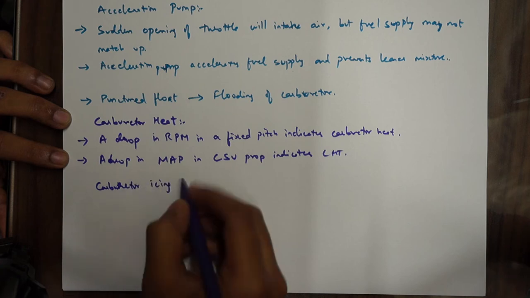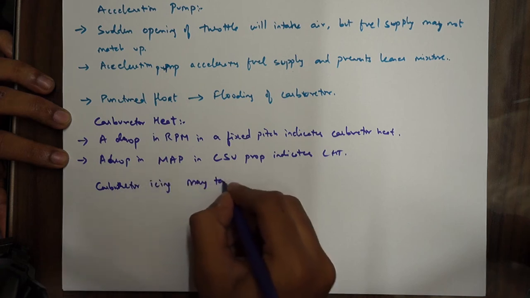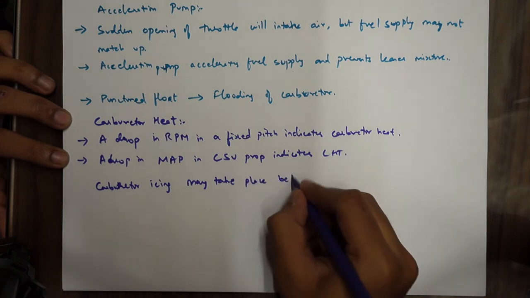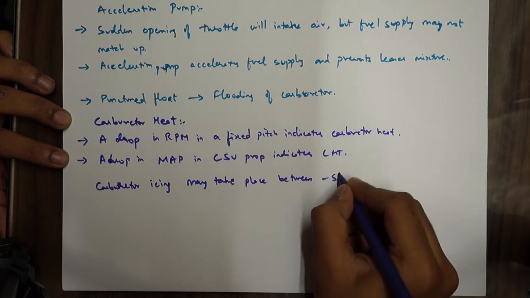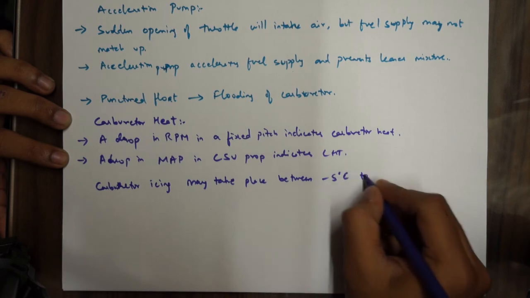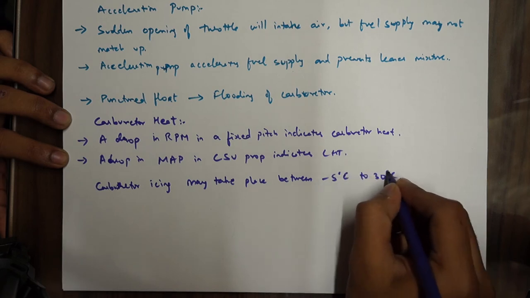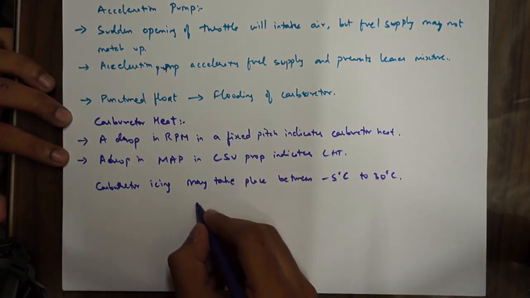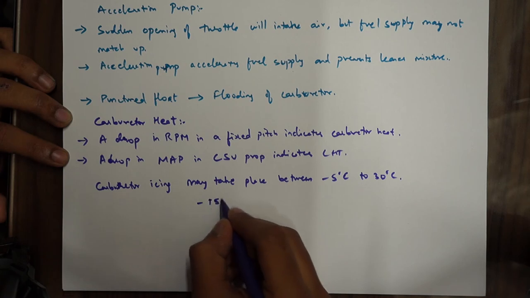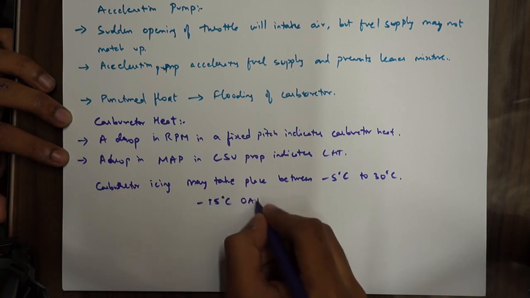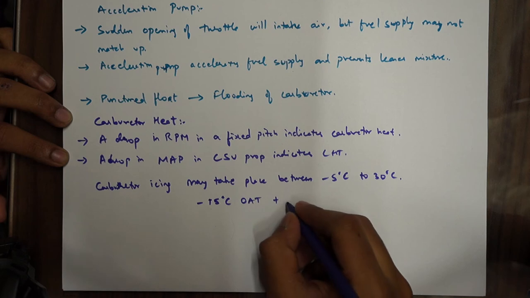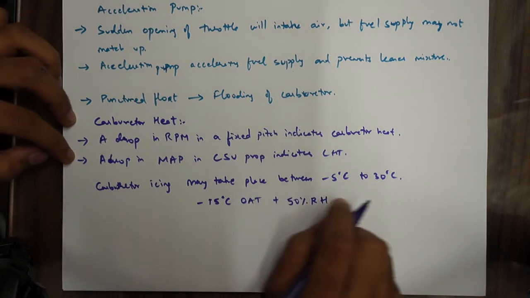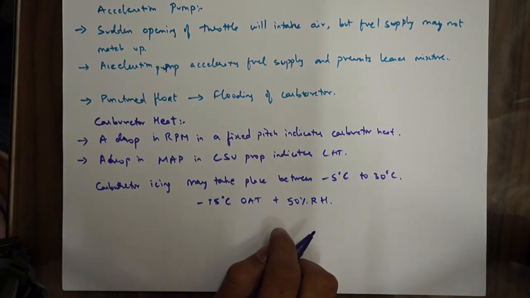Okay, now another extra point I would like to mention here is that carburetor icing may take place anywhere between -5 degrees centigrade to 30 degrees centigrade. Very important question, generally asked most of the time: the most favorable condition for this is -15 degree OAT, plus 50% relative humidity, RH. Okay, so that is there.